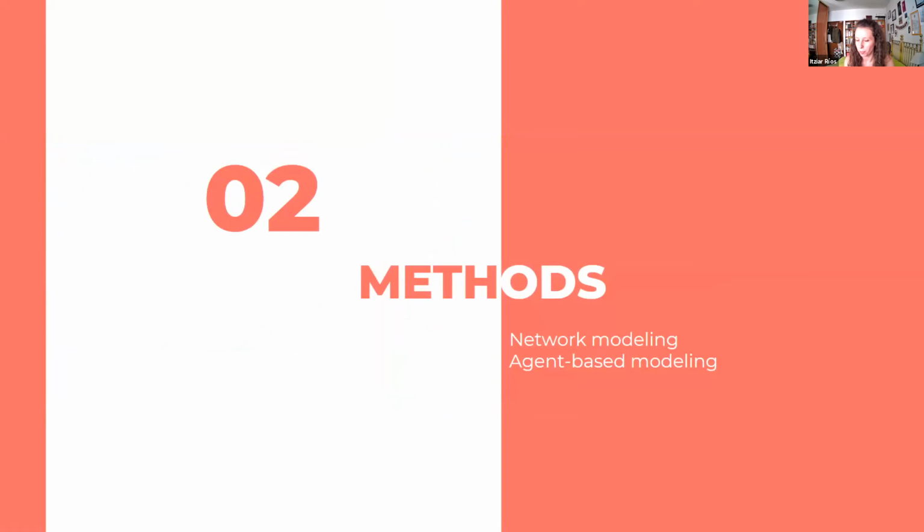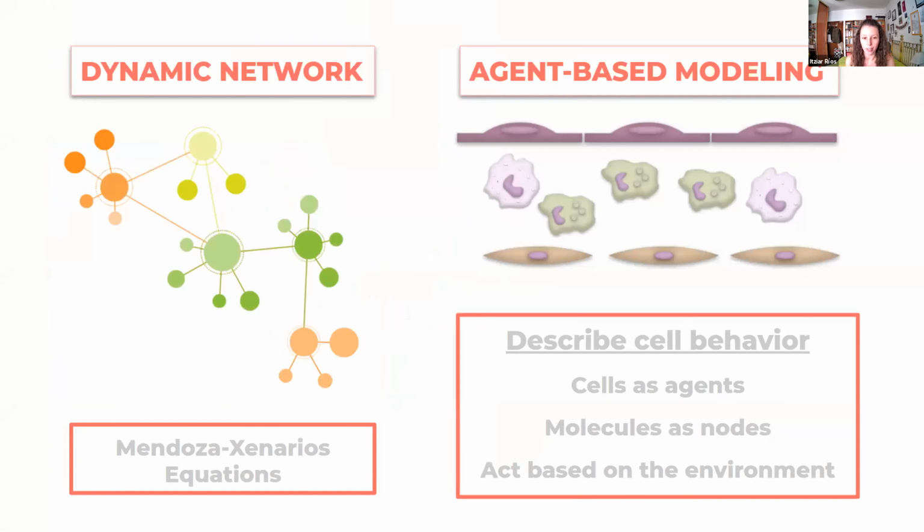So now we'll explain briefly what these 2 types of modeling are. Network modeling is basically a way to define the relationships that happen between the items of your system. In our case, these items are the molecules that are involved in the atherosclerosis process. And agent-based modeling is a way to define cell behavior, which is basically the way we are going to make cells decide regarding the environment they're in.